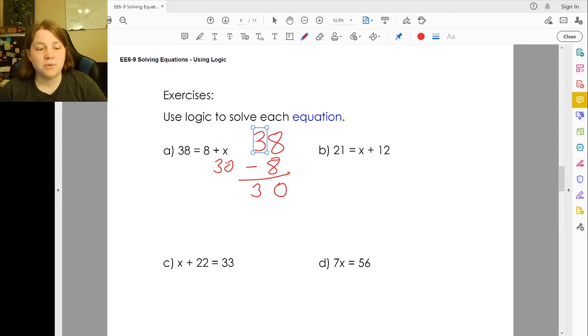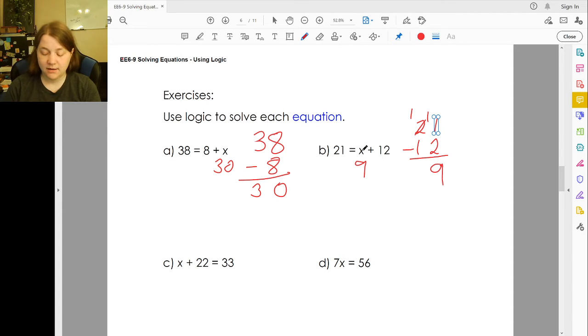If I look at the letter B, I know I want to start at 21, and I know that x plus 12 equals 21. So I want to go backwards 12 steps. So I'm going to subtract 12 from that, which means I'm going to do some borrowing, and I'm going to have 9. 9 plus 12 equals 21. So my answer here is x equals 9, just like my answer here is x equals 30.